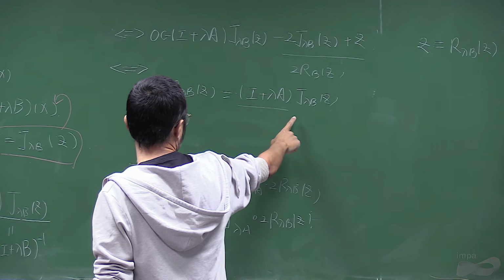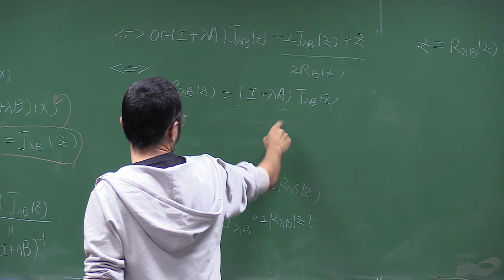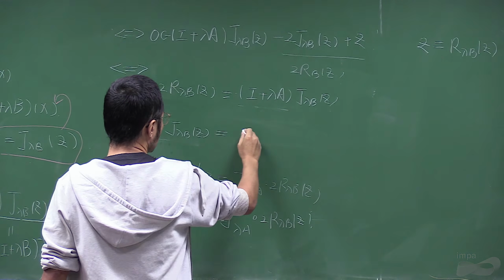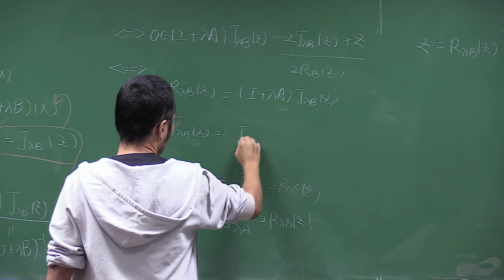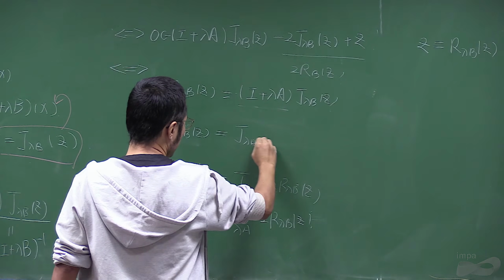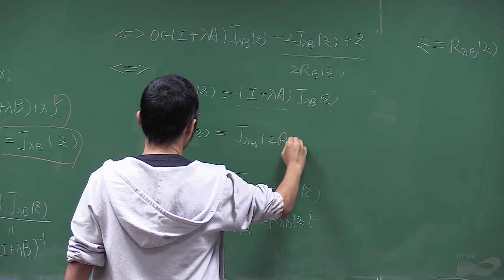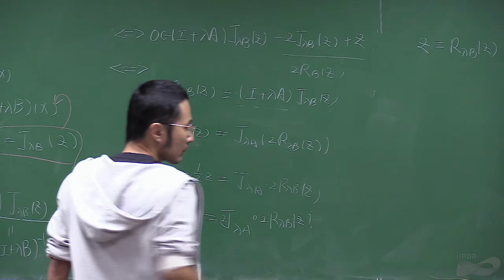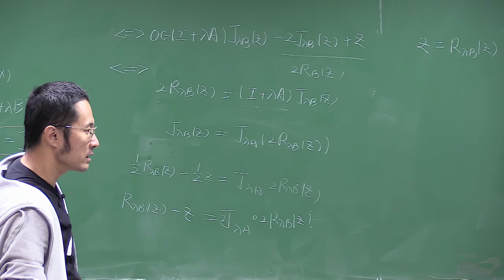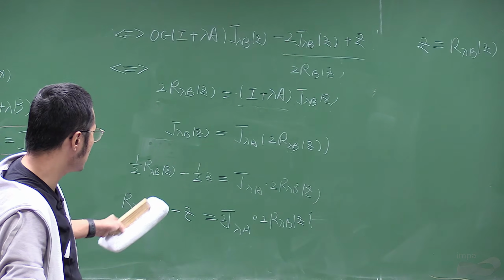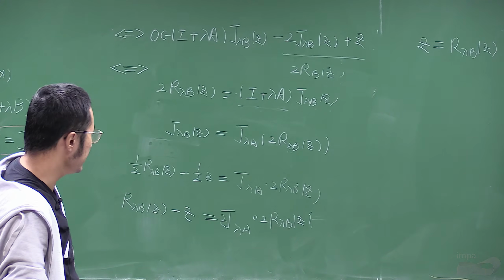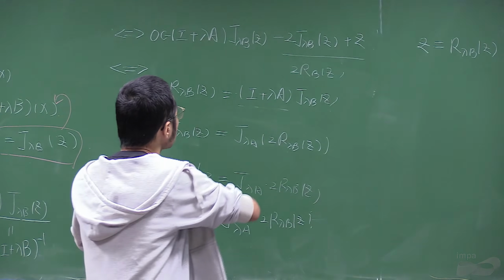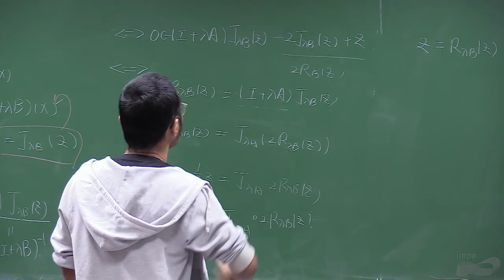So the resolvent of BZ is equals to the resolvent of A to reflection of B. The resolvent of A reflection of B is equals to, okay, but where does this 2 comes from?